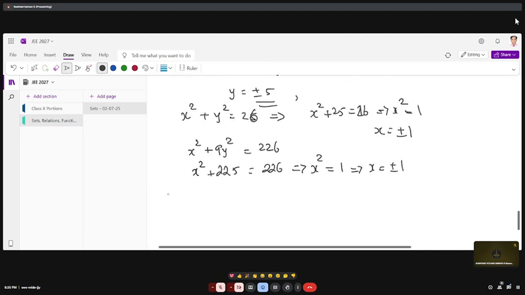So the solutions are (1, 5), (1, minus 5). You see, plus or minus 5. It is very important, not just plus 1 and plus 5. So you take all these combinations: (1, 5), (1, minus 5), then (minus 1, 5), (minus 1, minus 5). So these are the 4 points at which these two curves will intersect. Both of these are curves, and they will intersect at 4 points. So the answer is 4.